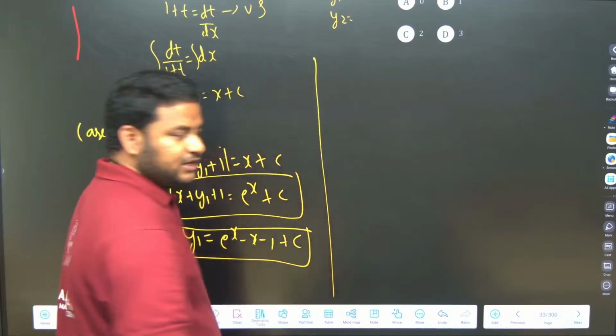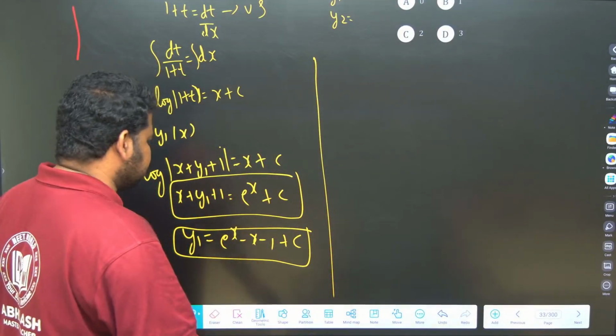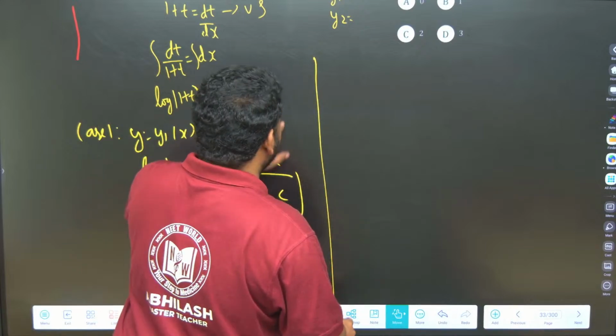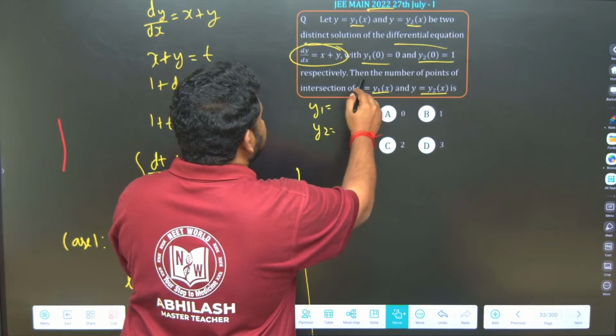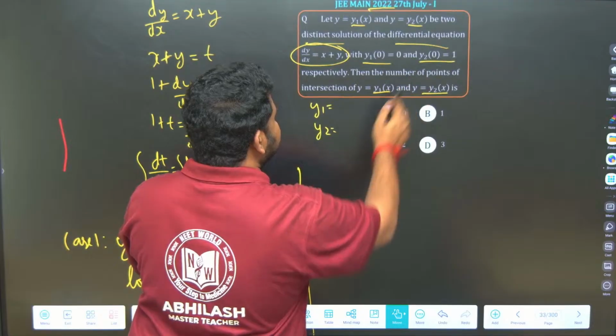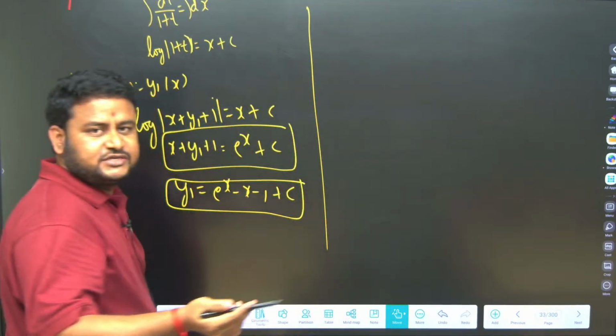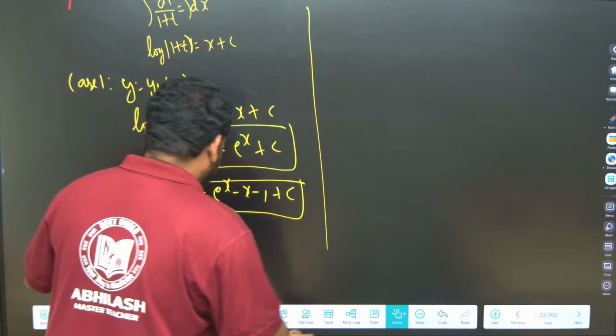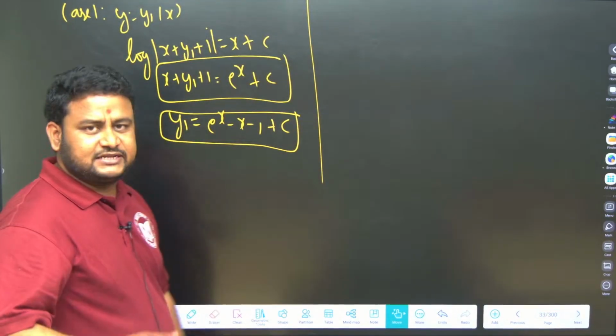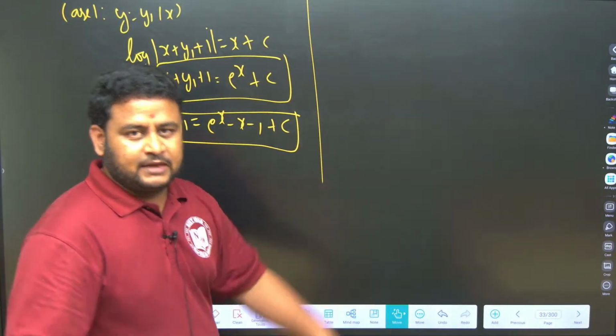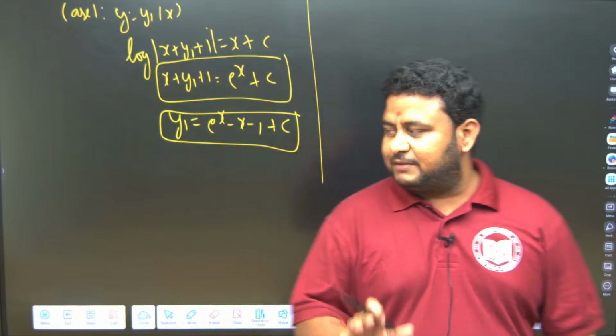Now I want y2. But before that, what are they telling? They are telling that y1 of 0 is equal to 0. That means, friends, we have to put x is equal to 0. At that time, y will be equal to 0.